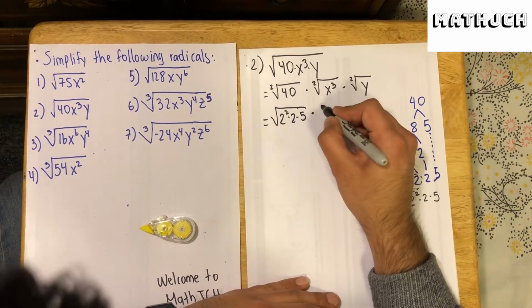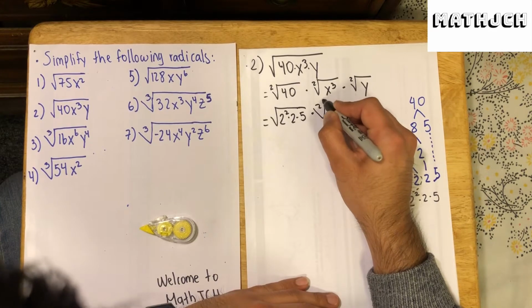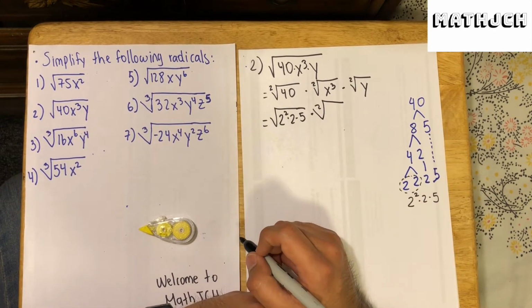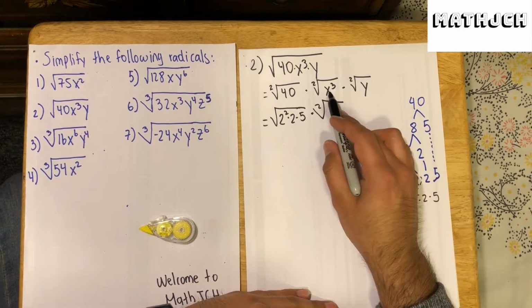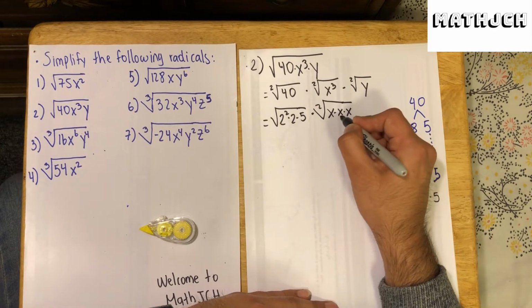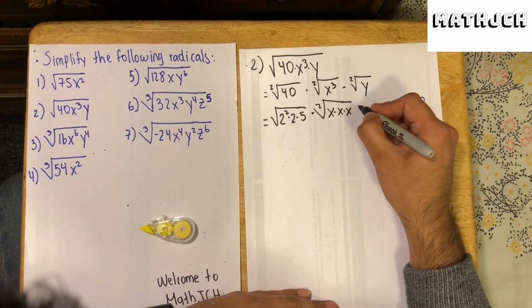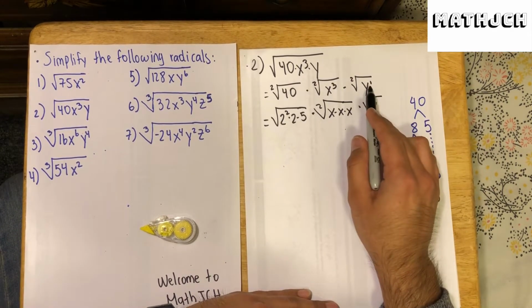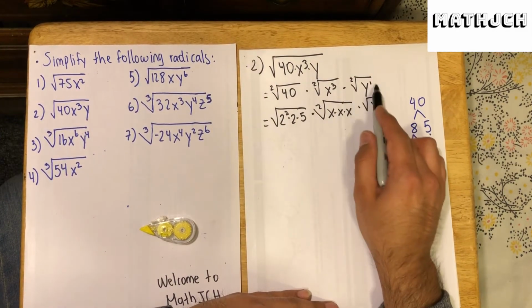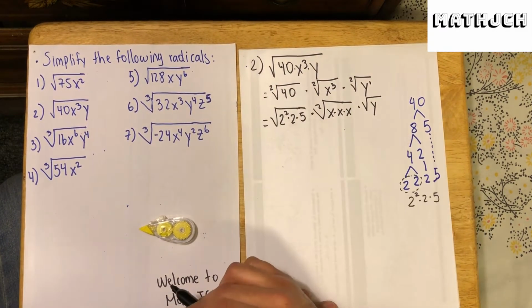Now, let's go over the x power 3. X power 3 simply means multiply the x 3 times, so that means x times x times x. And the y, since our power of y is 1, which is less than 2, cannot be simplified. So this one is going to remain inside the root.